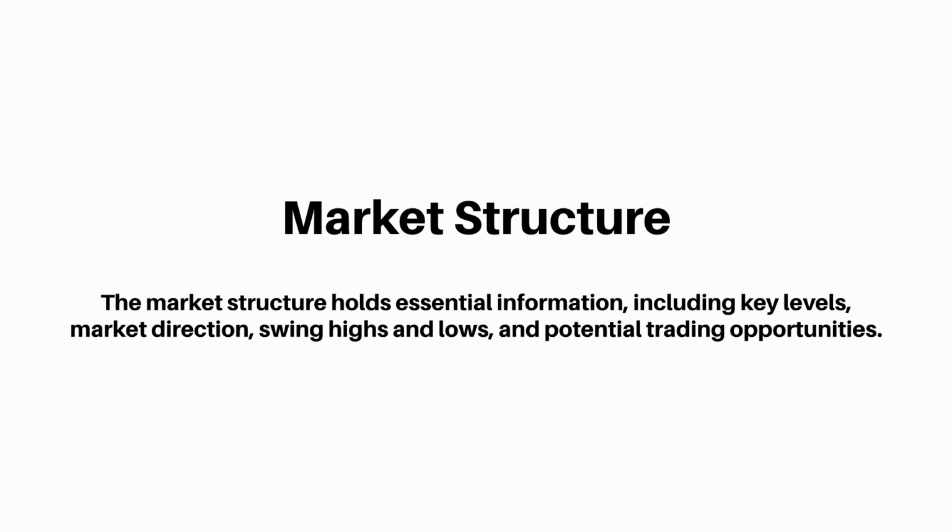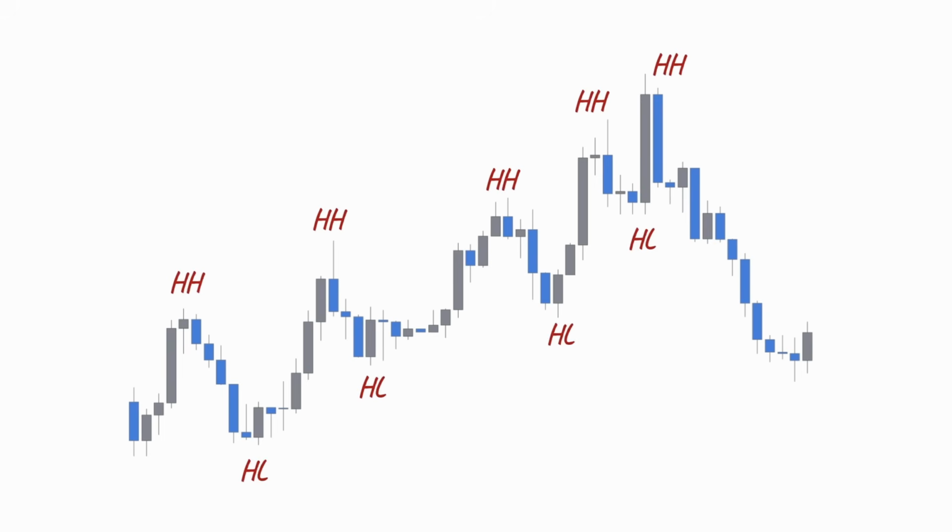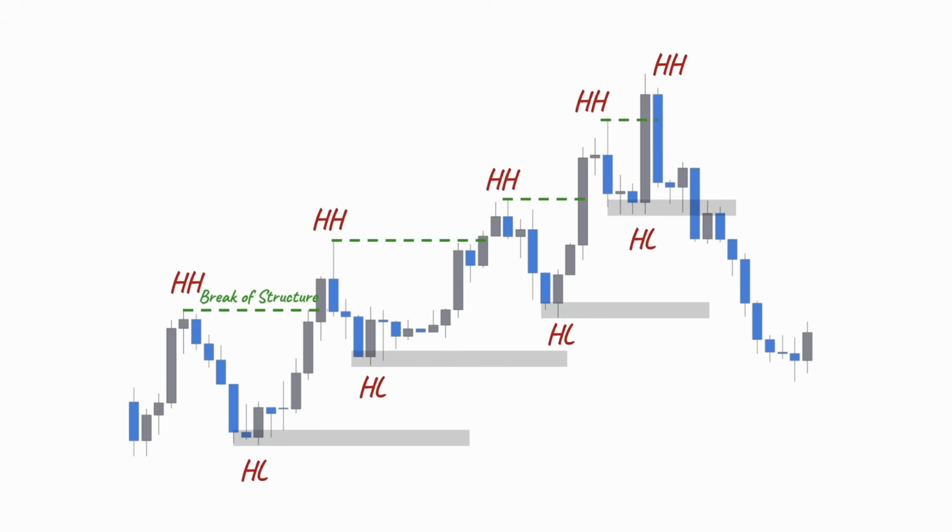Smart money market structure. The market structure holds essential information including key levels, market direction, swing highs and lows, and potential trading opportunities. Let me show you some basic concepts about the smart money market structure. As you know, in an ideal uptrend, the market continuously makes higher highs and higher lows. Every time the market breaks a structure to the upside, a demand level is automatically created.